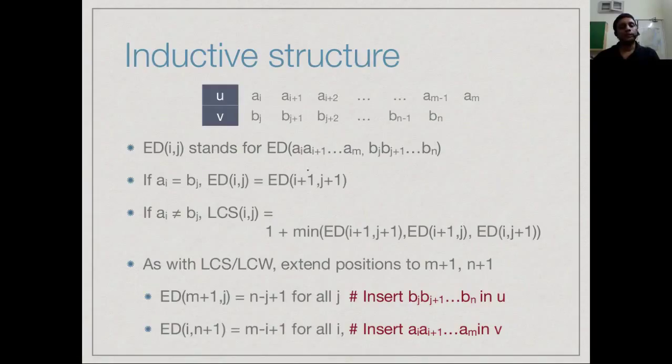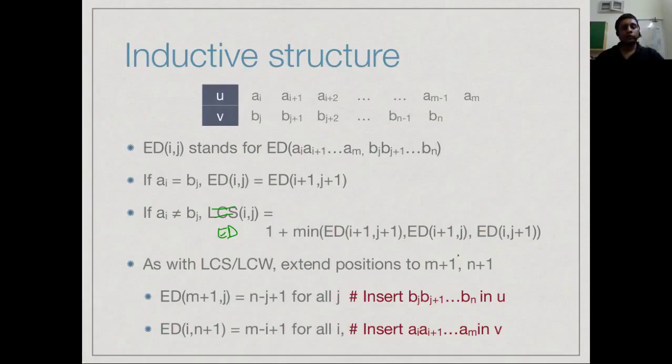Right? So this gives us the final inductive structure that we want. So ED, the edit distance for the word starting at i and j, if AI is equal to BJ, it is ED of i plus 1, j plus 1. If it is not equal, then it is 1 plus the minimum of the edit distance of these three different subproblems.